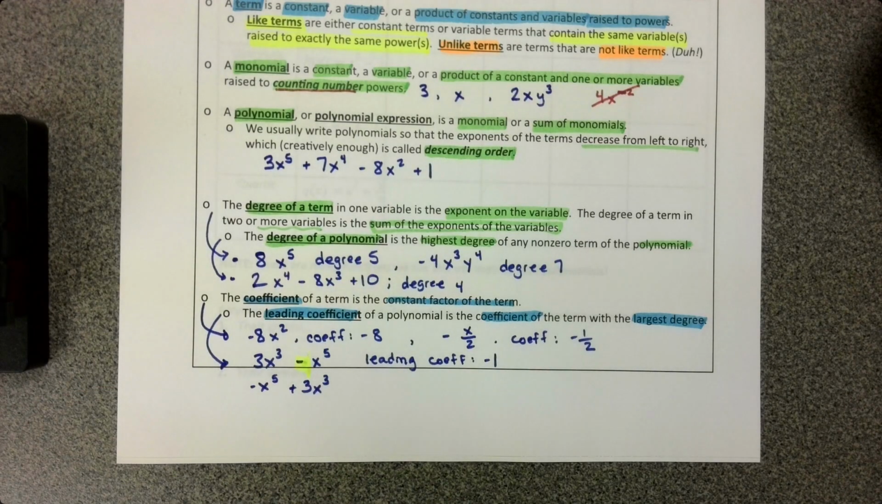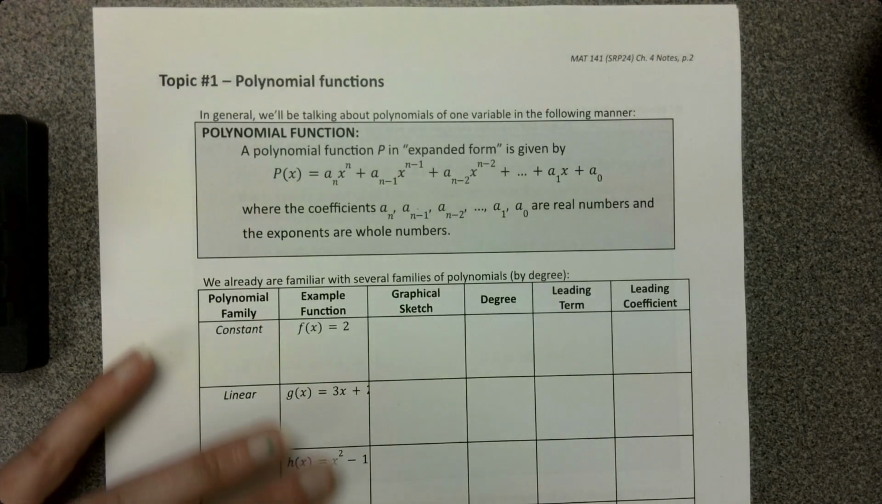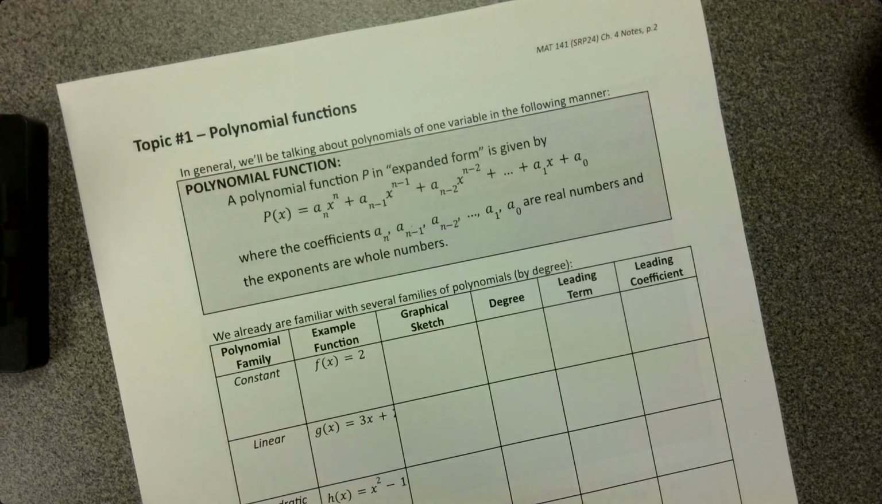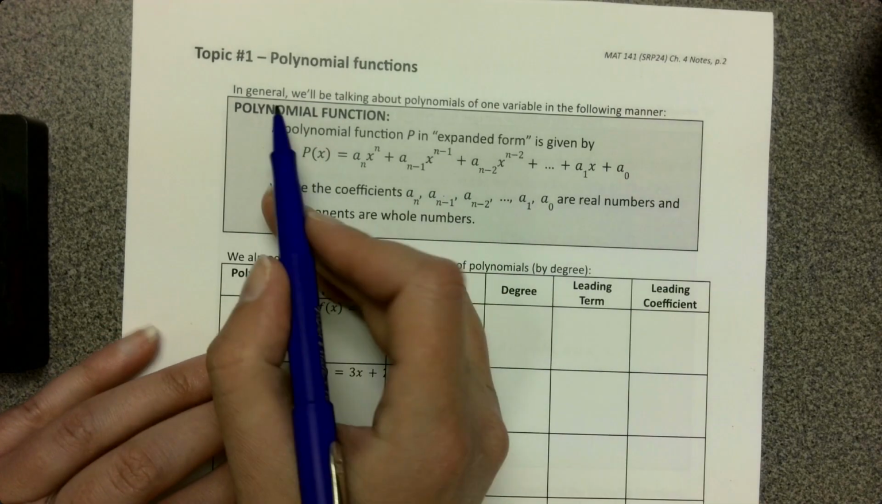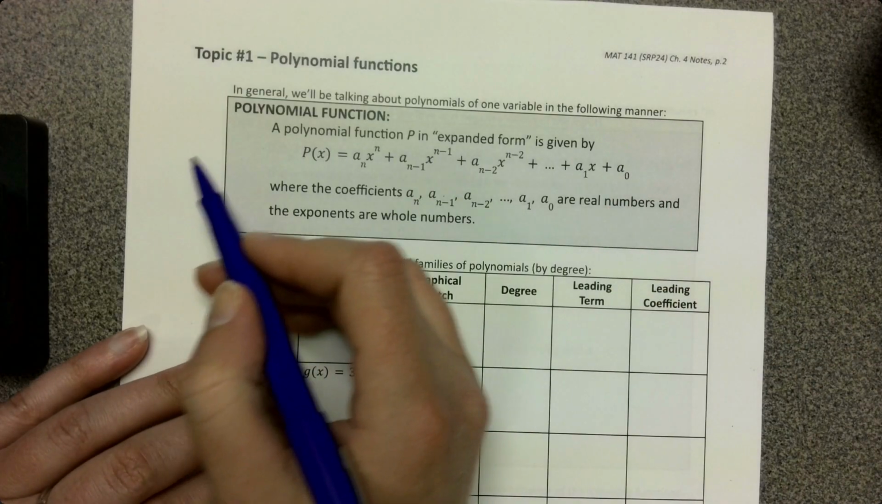All right. A couple of examples to familiarize ourselves with the terms for polynomial functions and modeling. Let's take a look at the next page. Topic 1 is on here. Polynomial functions. So in general, we talk about polynomial functions in one variable in the following manner.